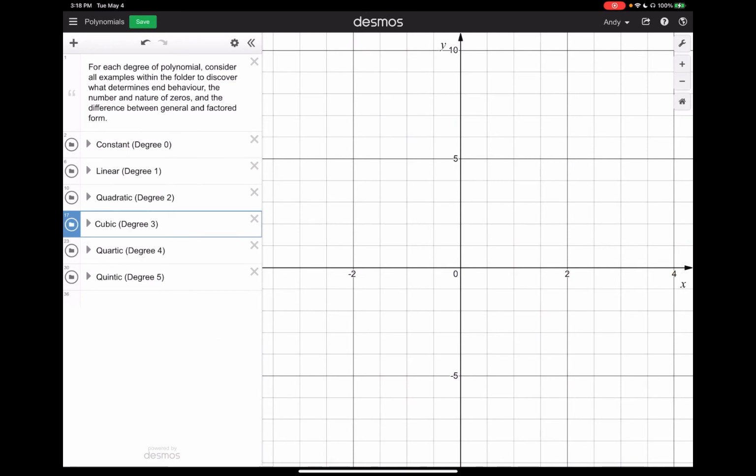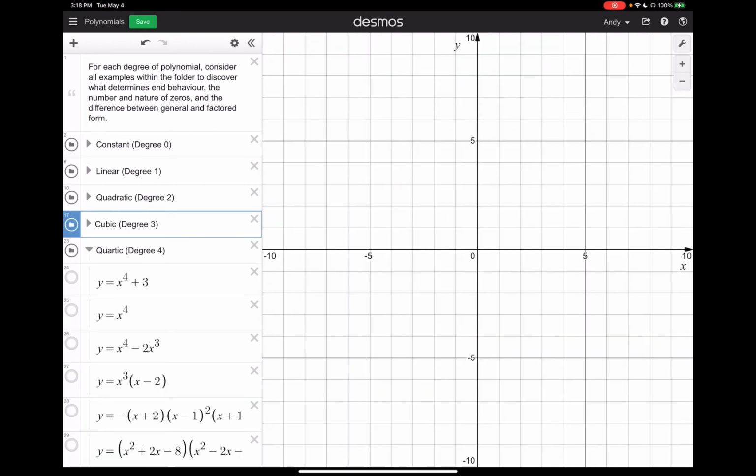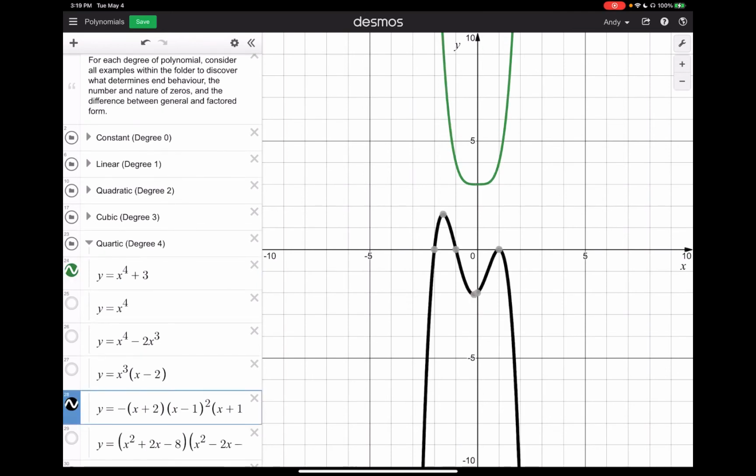Let's take a look now at the quartic. So now for the quartic, if we have a positive leading coefficient, then it starts up and finishes up, which is identical to the quadratics. And if it is a negative leading coefficient, then it is going to start down and finish down.